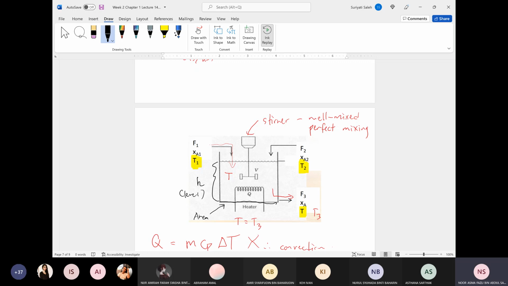So normally, what is the formula for the area? Before we come to that question, what is the common shape used for the tank? Cylinder. Why is it a cylinder?